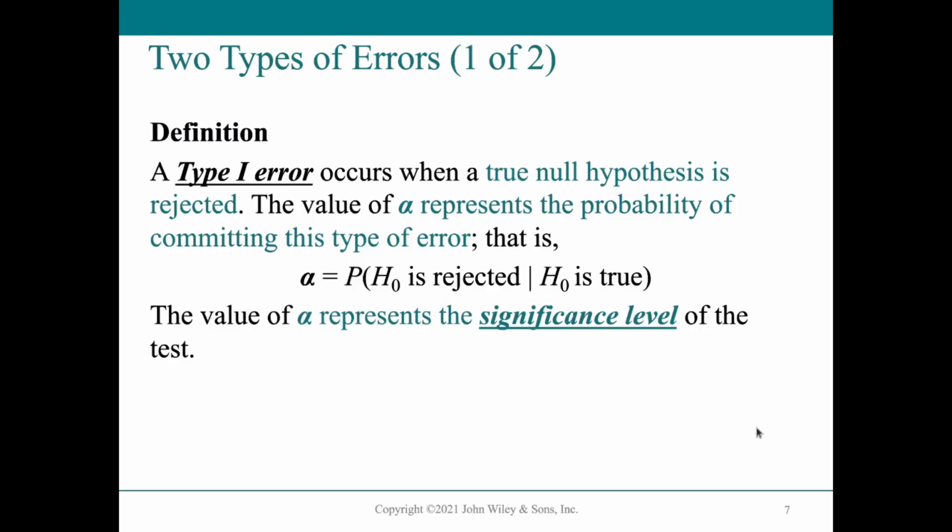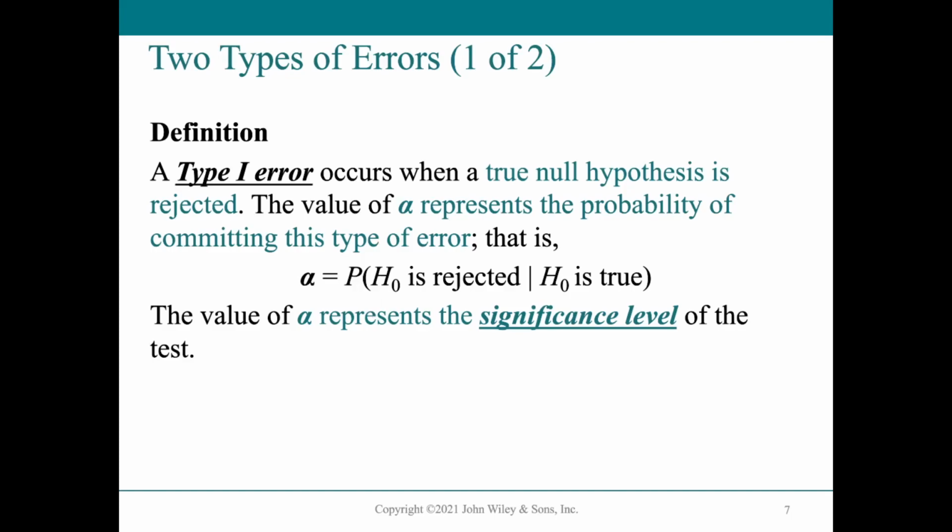So let's look at these errors closely. By definition, a type 1 error occurs when a true null hypothesis is rejected. We have here the value alpha. You have seen alpha in our previous lectures. Basically, it's the significance level, the complement of our confidence level. The value alpha represents the probability of committing a type 1 error. So we usually have 1 minus alpha percent as our confidence level.